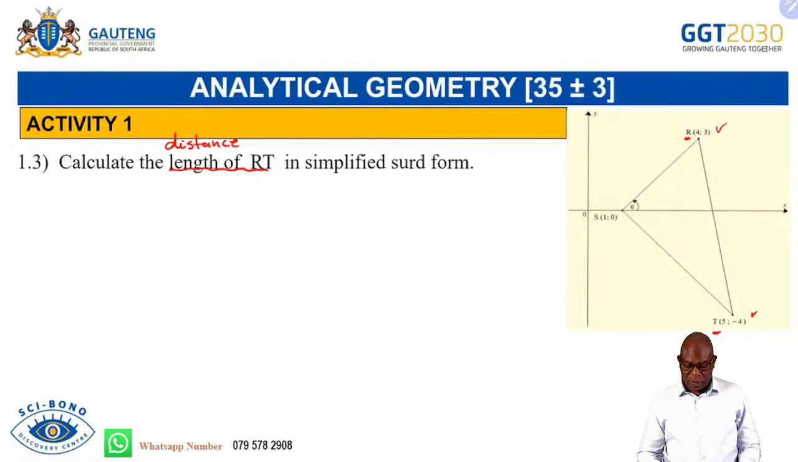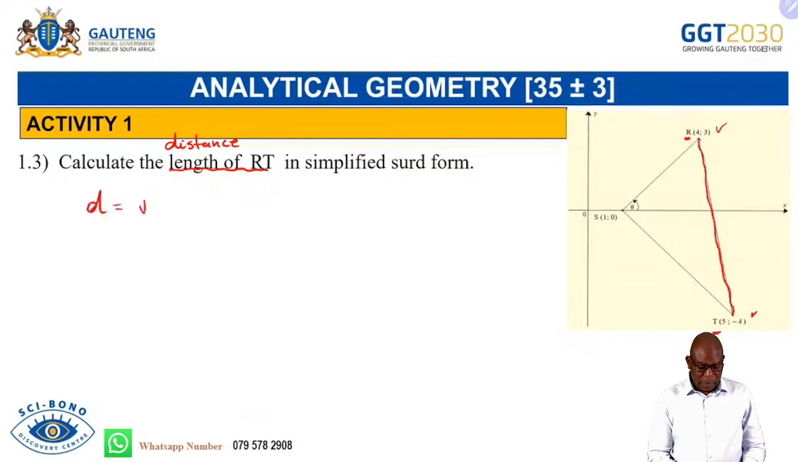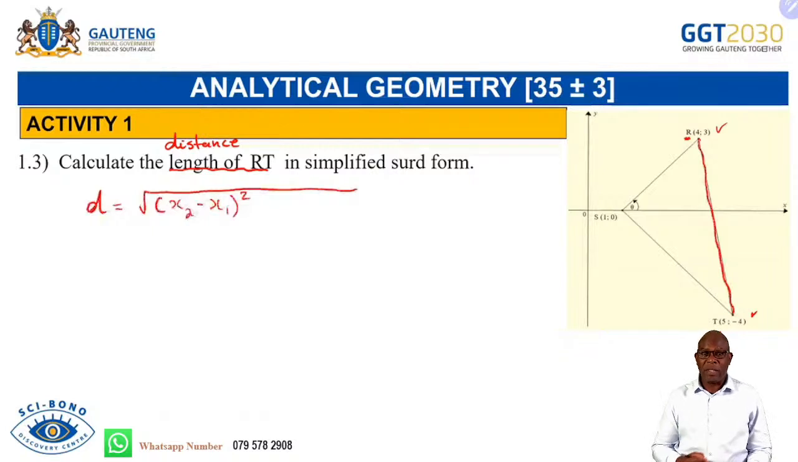So the length of this line here, I can see it is a very long length. So I need to find the distance of that. I'm going to say d equals, now remember the formula for distance is x2 minus x1, and it must have a square. Remember, for distance we're using the Pythagoras theorem.